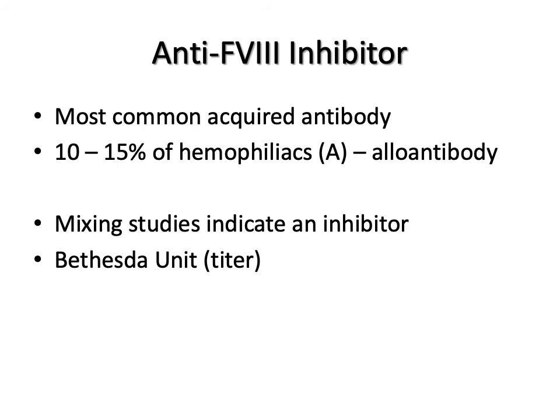A Bethesda unit is a measure of inhibitory activity. It is the amount of inhibitor that will inactivate 50%, or 0.5 unit, of a coagulation factor during the incubation period. It is therefore used for measuring coagulation factor VIII inhibitory activity in plasma. One Bethesda unit reduces factor VIII in 1 ml of plasma from 1 to 0.5 units.